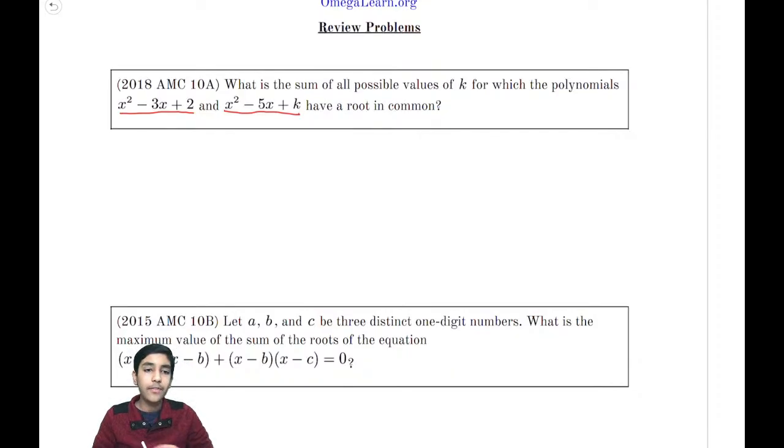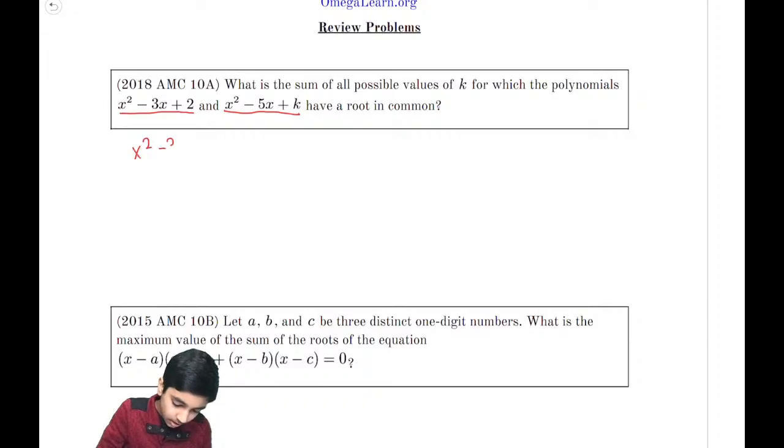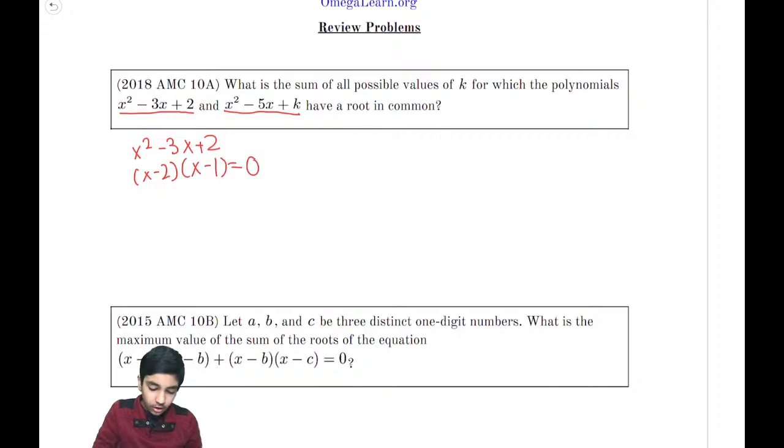So how can we find out what this is? Well, the roots of x squared minus 3x plus 2: we can factor this into x minus 2 times x minus 1 equal to 0, which means the two roots are 1 and 2.